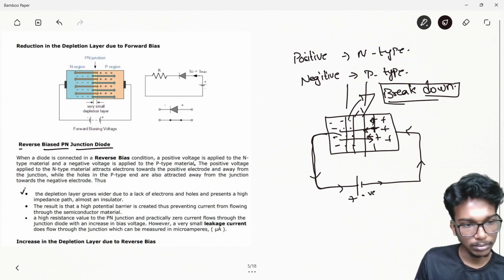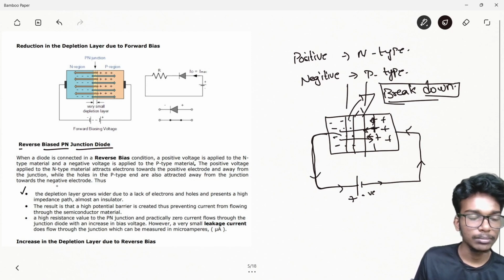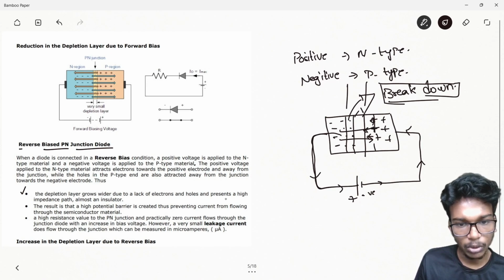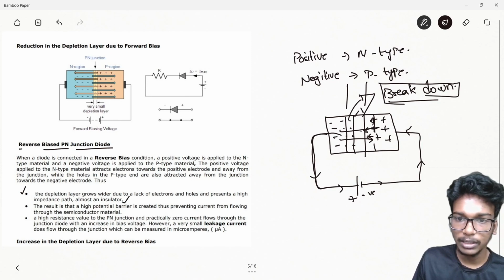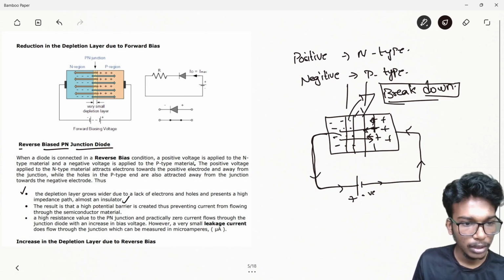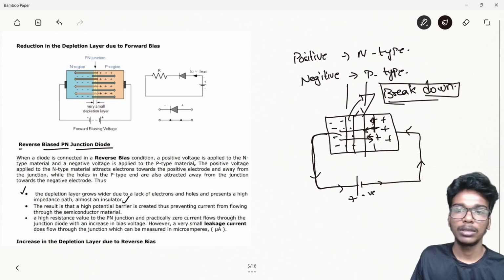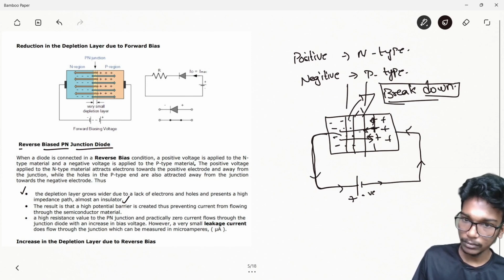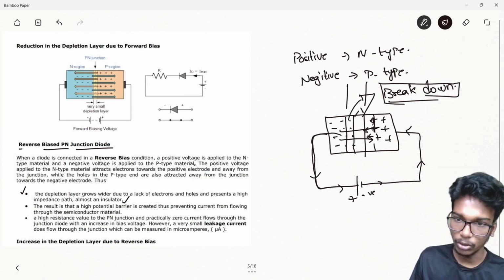Now, what are the properties of a diode when connected in reverse bias? We will discuss that. The depletion layer grows wider due to lack of electrons and holes, presenting a high impedance path, almost an insulator. That's what I mentioned, right? The depletion layer will grow. The result is that a high potential barrier is created, thus preventing current flow through the semiconductor material. Up to breakdown, the current will be zero, right? Because the electrons are not able to pass through this depletion layer. Because of the very thick depletion layer, till breakdown, the current flow will be almost zero.